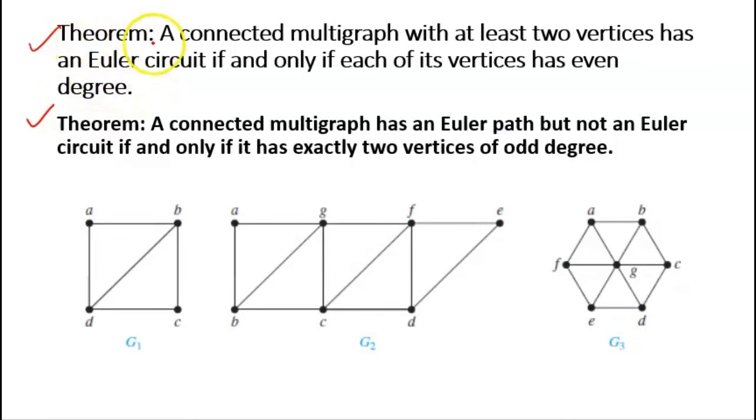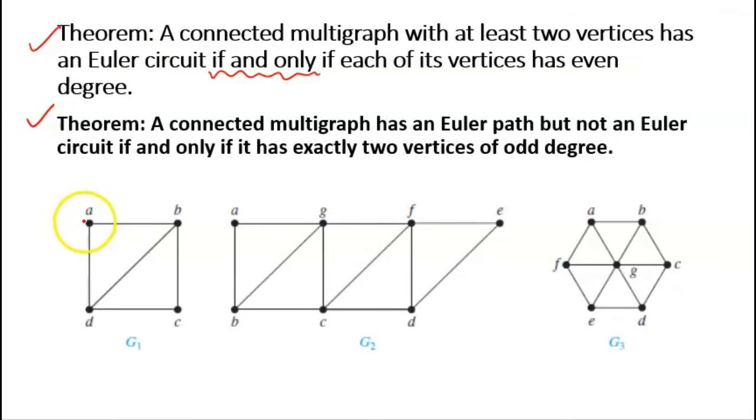The first theorem tells us that a connected multigraph, and this is applicable for multigraphs as well, a connected multigraph with at least two vertices has an Euler circuit if and only if each of its vertices has even degree. This condition tells you that if every vertex of the graph has even degree, then it will have an Euler circuit. And because this is an if and only if condition, it also tells you that if there is an Euler circuit, then it is guaranteed that every vertex will be of even degree.